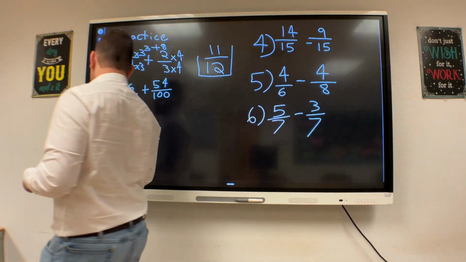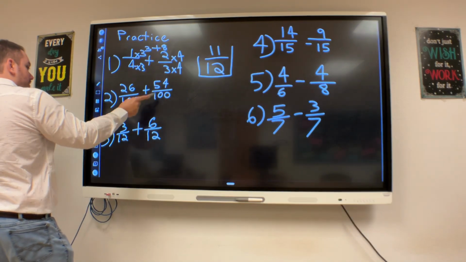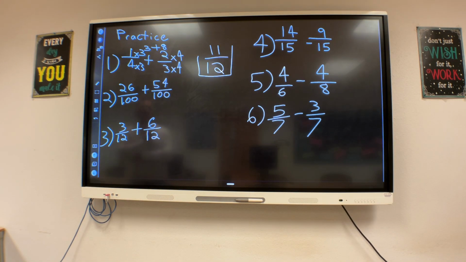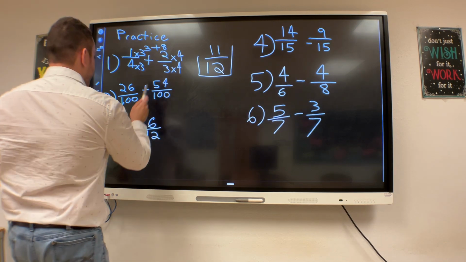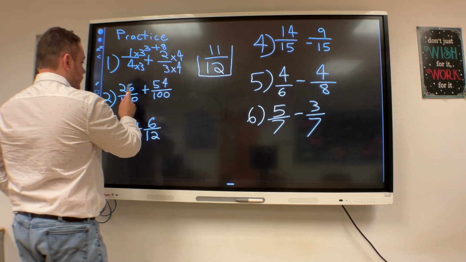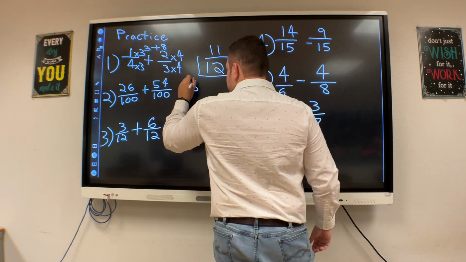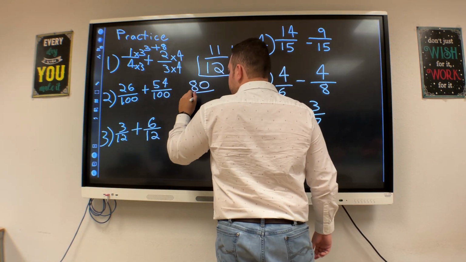Number 2, see we have like denominators, so we can just add across the top. 54 plus 26. 50 plus 20 is gonna be 70. 6 plus 4 is gonna be 10. So that is gonna be 80 100ths.